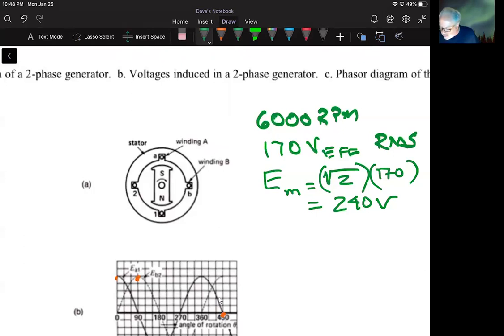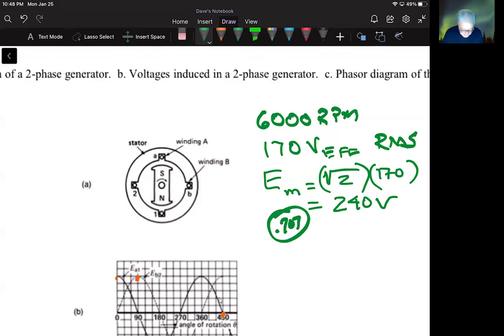We could also, well, I won't get into that, but either square root of 2 or 0.707, you know the way that works. You remember that from 131, I hope. And the second question on here says, what is the output frequency?